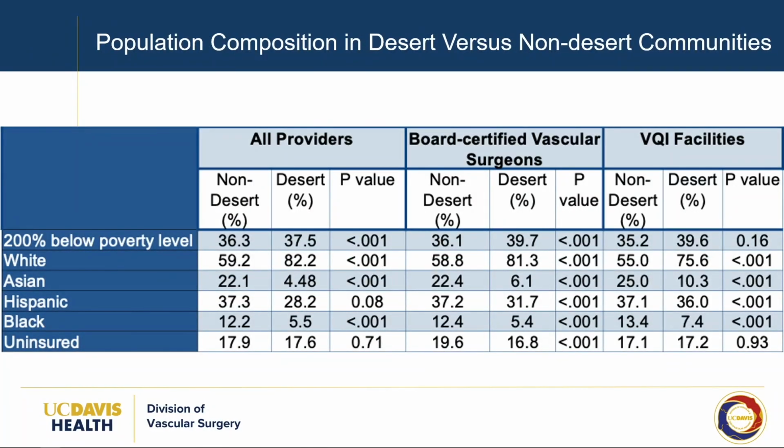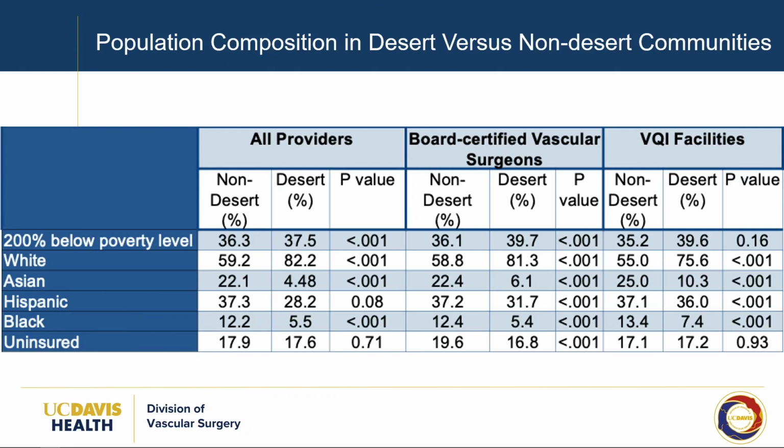On these maps, we overlaid public census data to evaluate population factors in desert versus non-desert regions. When comparing non-desert versus desert regions for the different types of care, we described the percentage of the population living 200% below the poverty line, the percentage of uninsured residents, and the percentage of residents who are white, Asian, Hispanic, and Black. The percentage of uninsured residents was typically equivalent or higher in non-desert areas and significant only in populations that were served by board-certified vascular surgeons.